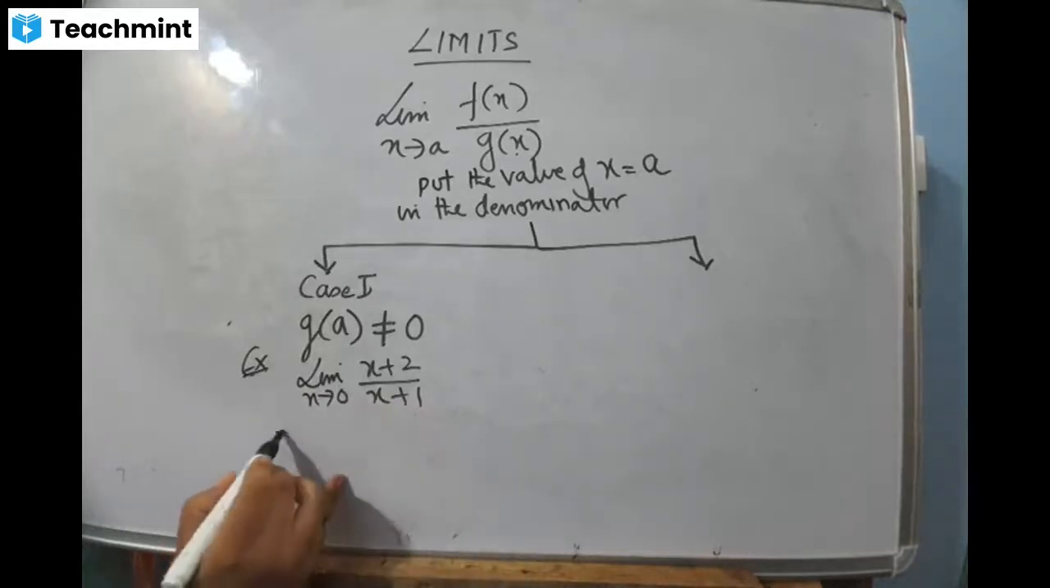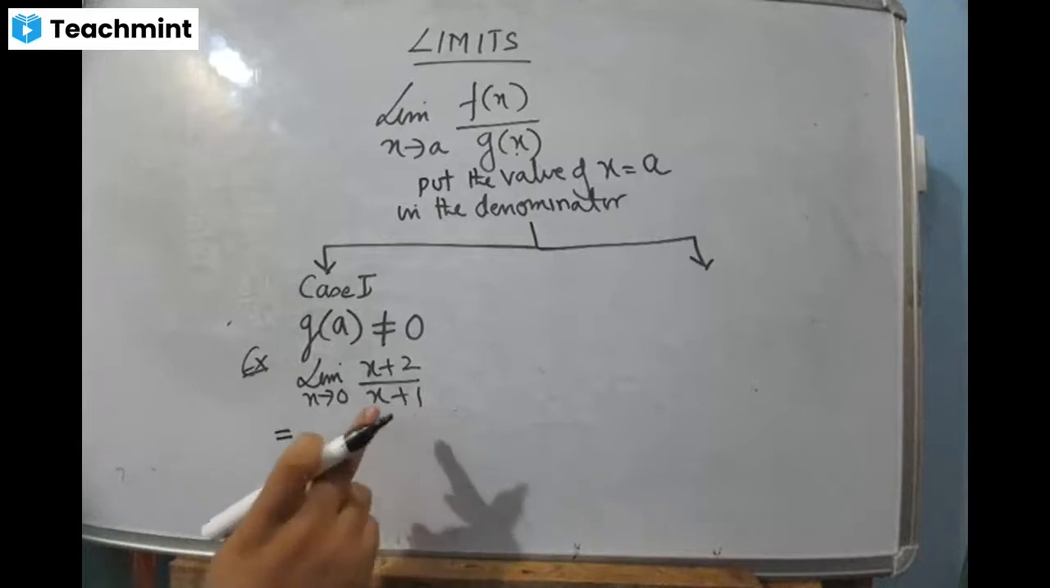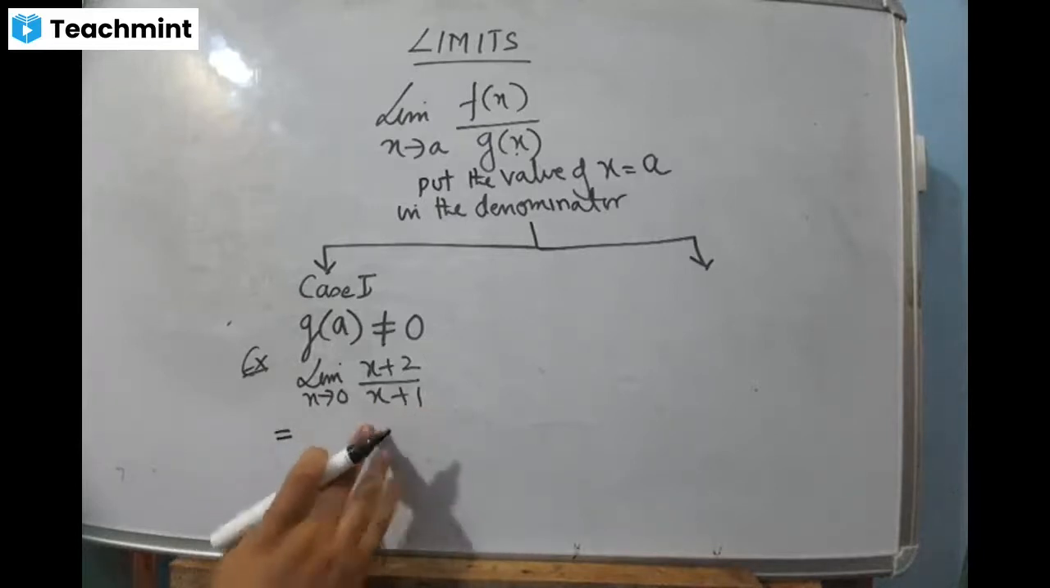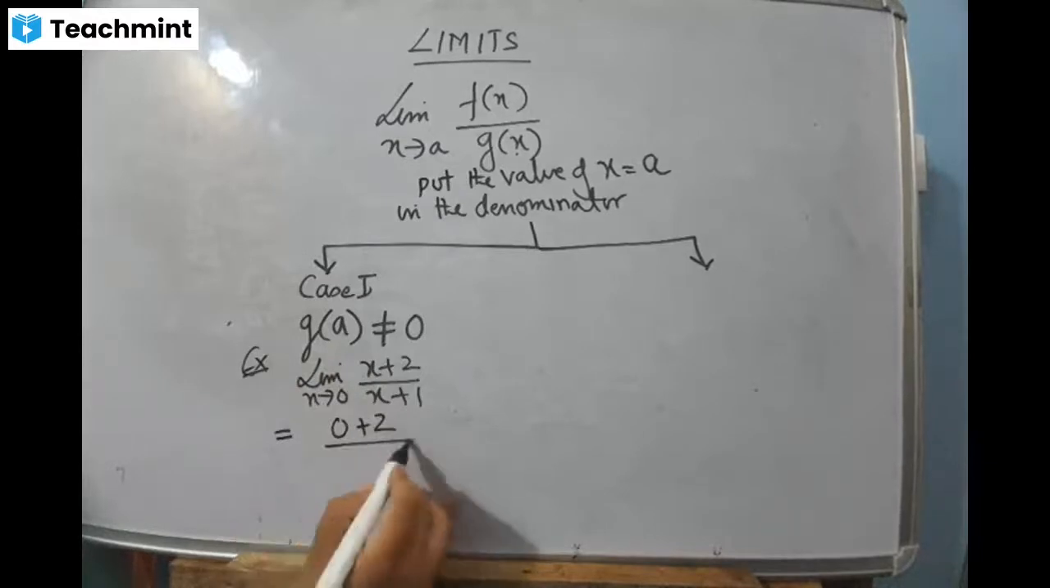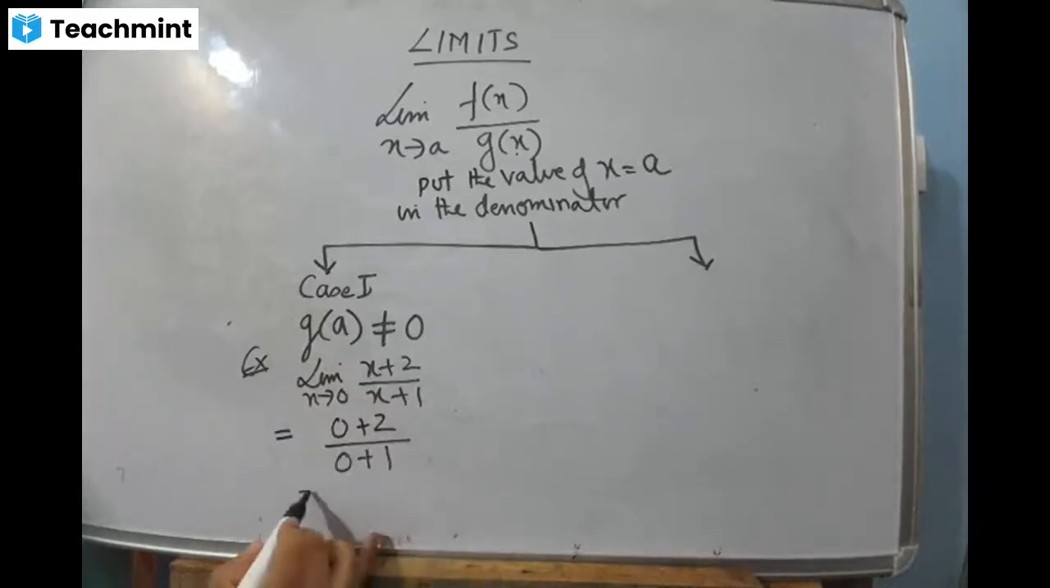So how do you solve this? If the denominator is not 0 when you put the value of x, just remove the limit and put the value of x. That means (0 plus 2) divided by (0 plus 1). The answer is 2. That's it. Simple. This is how you remove the limit from the question.